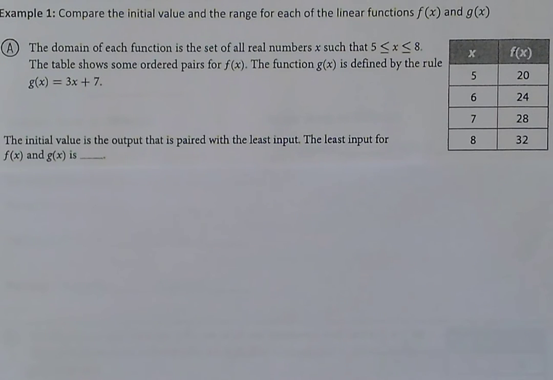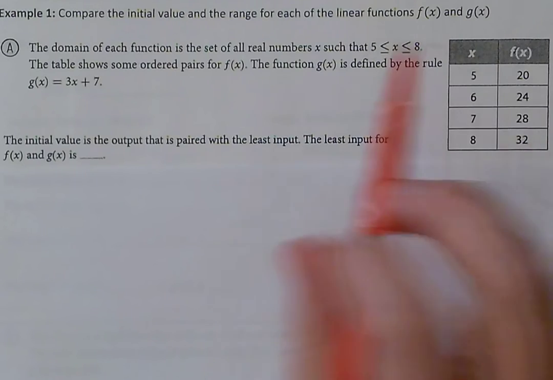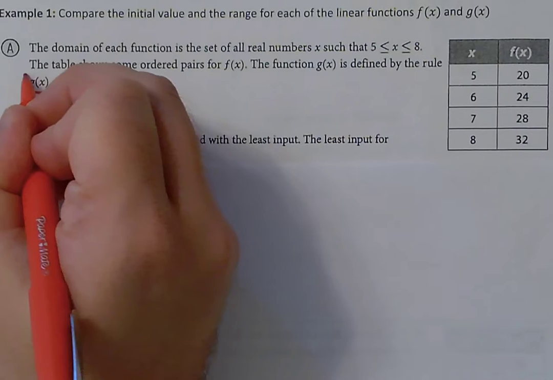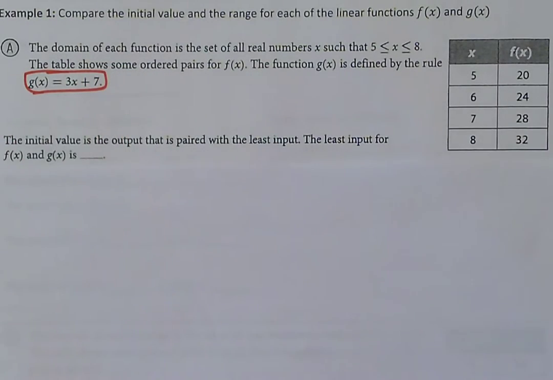The table shows some ordered pairs for f of x. So we have x as 5, 6, 7, and 8. And then the values for y, for our function f of x, are 20, 24, 28, and 32. Now the function g of x is defined by the rule g of x equals 3x plus 7. So for f of x, they give us a table. For g of x, they give us a function. So they give us an equation.